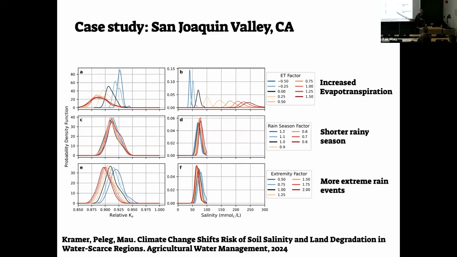The picture is less clear when we make the rainy season shorter. It doesn't change much. And it changes a little bit when you have more extreme rainfall events. It does change. So let's compare the black, I'm always comparing the black with the red. The red is a little bit to the left of the black. So it makes life a bit harder when you have more extreme events.